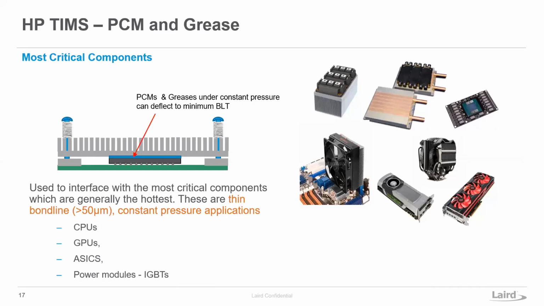Finally, we have the high performance product family. Again, this is where we're going to cool the most critical components. They're generally used in a 1-to-1 situation where there's 1 heatsink to 1 component, in a constant pressure application where there's some type of spring mechanism holding the heatsink to the component. In this application, the grease or the phase change can go to a minimum bond line, thereby reducing the thermal resistance. And we see applications for these materials in CPUs and GPUs and IGBT modules. You can see from the pictures on the right.